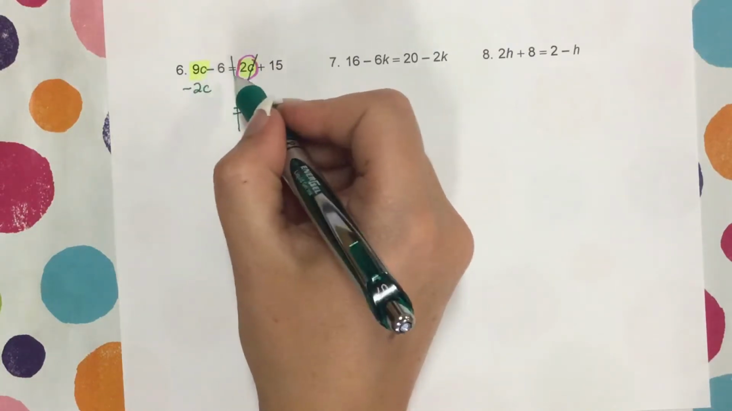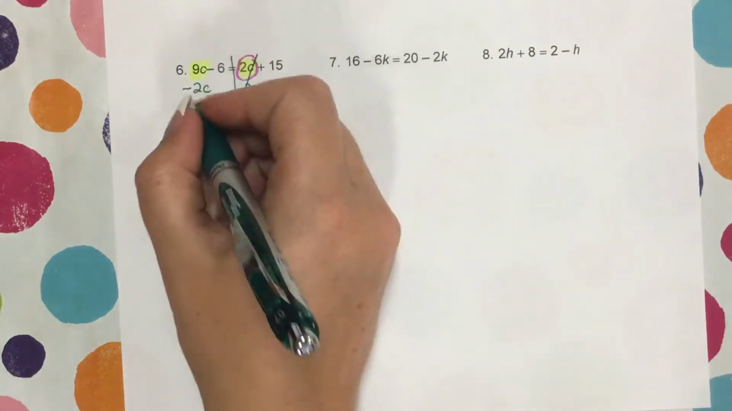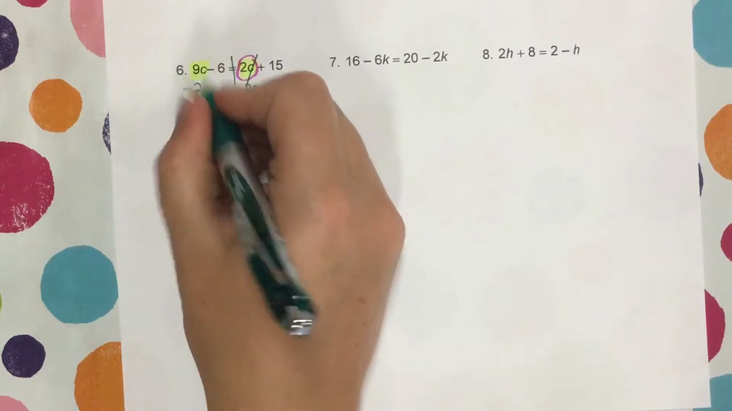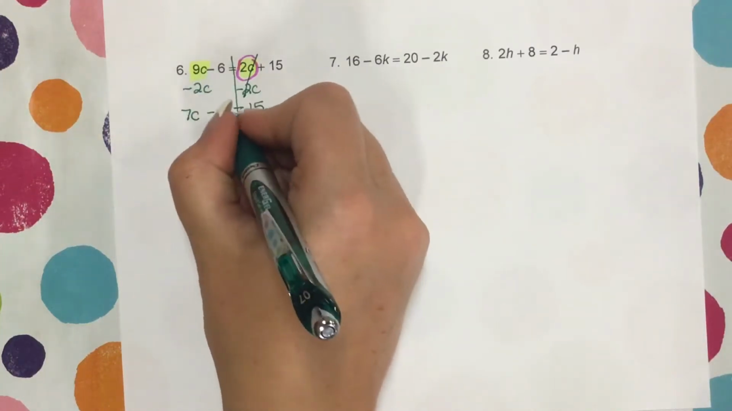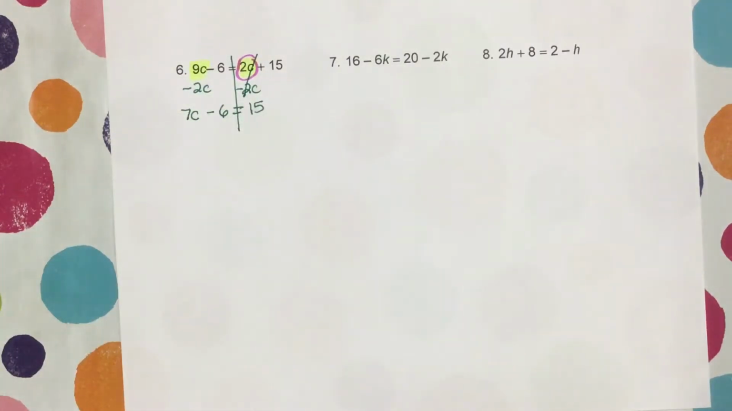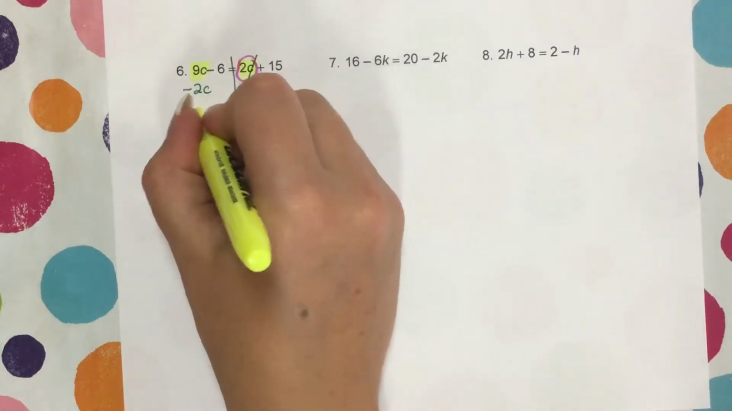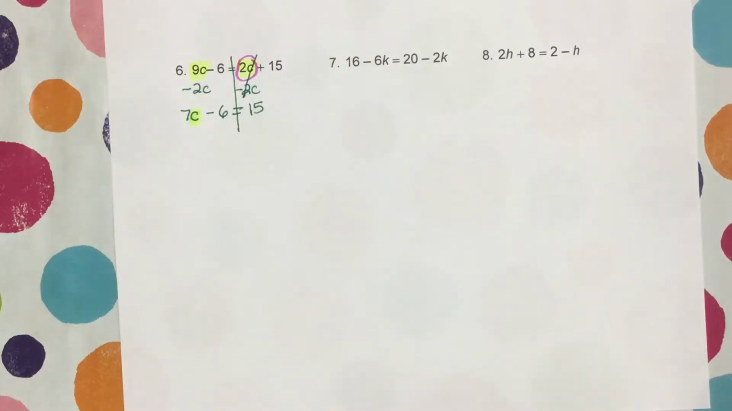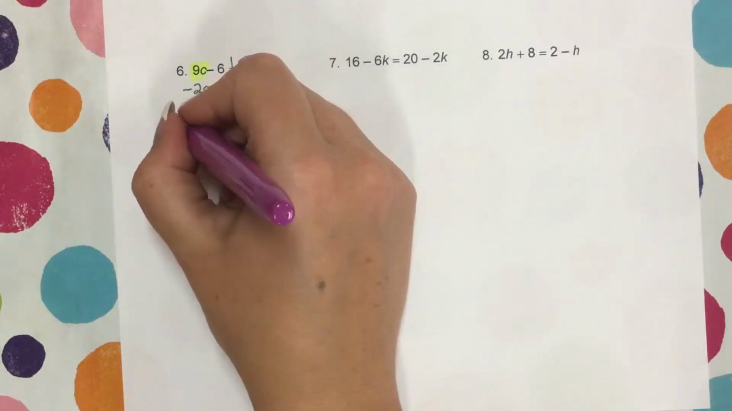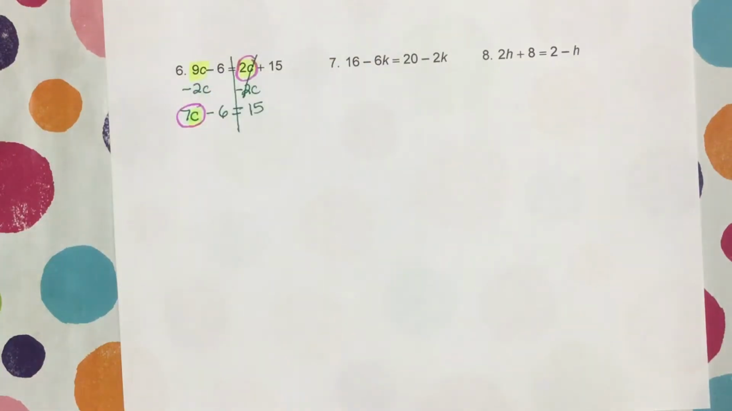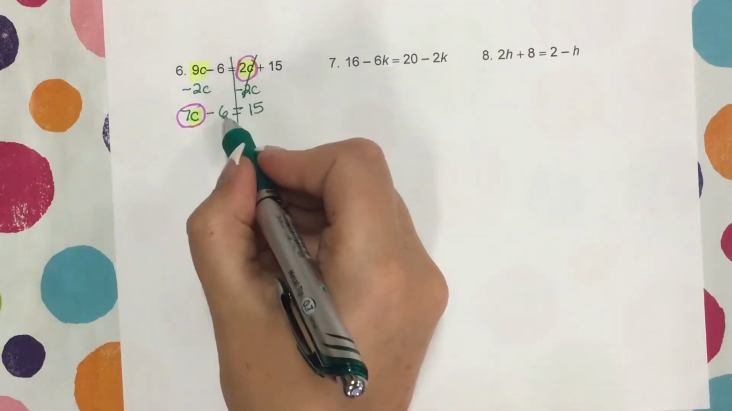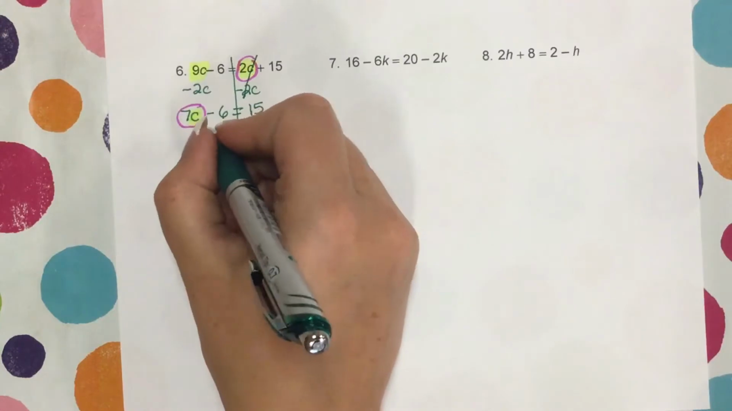9c minus 2c is just like 9 minus 2, which is 7c, put a c on the end, minus 6. We're trying to determine what c is, so we need to get it by itself, but there's a lot going on. This is like a two-step equation, but we know we have to keep this 7c together till the very end. So we have to do the inverse operation of this negative 6, which would be adding 6 to both sides.